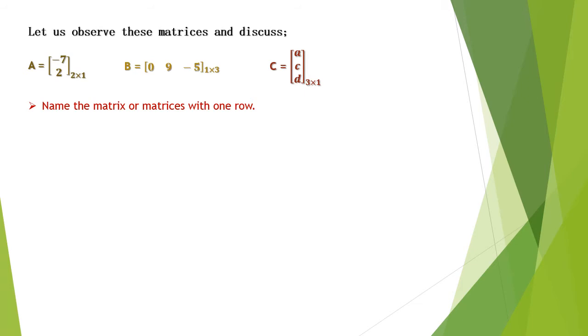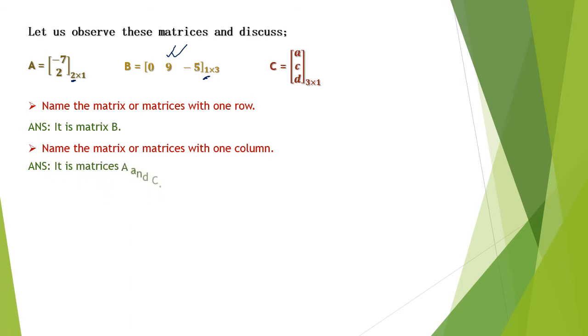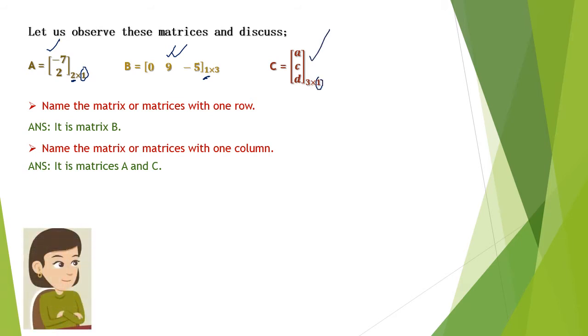Now as we know, this 2 is called row and this 1 is row. So we have only one matrix, that is B. B is the matrix with one row. Now name the matrix with one column. You can see this is the column, so we have a matrix A with one column and we have the matrix C with one column.